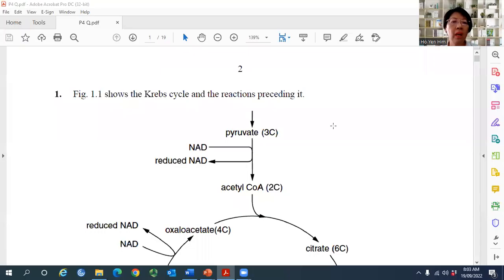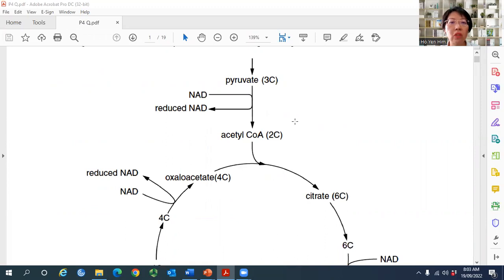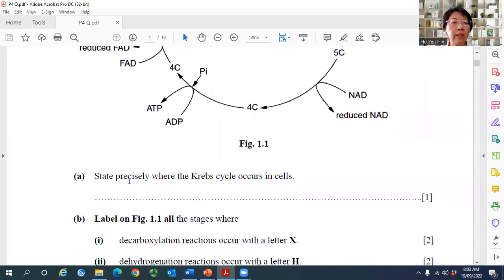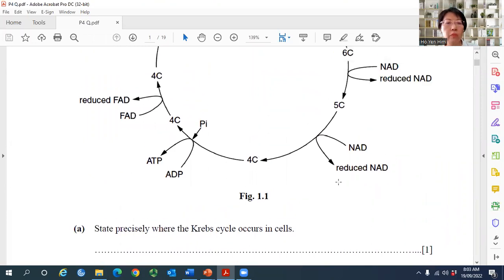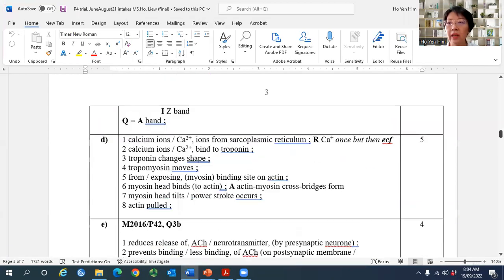Question 1. So it shows you the Krebs cycle and the reactions preceding it. Preceding means before. Okay, so you got the link reaction from pyruvate to acetyl-CoA and the Krebs cycle. So the question asks the student A, state precisely where the Krebs cycle occurs in a cell. So very straightforward, it should be in the matrix of mitochondrion. So let's check the answer.